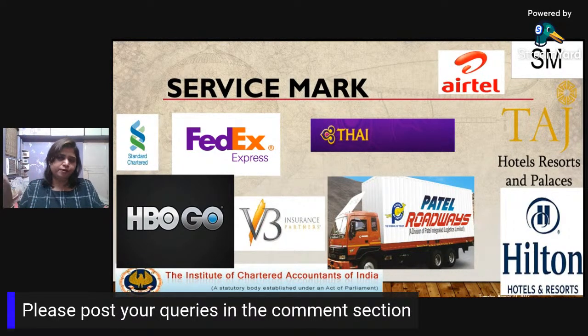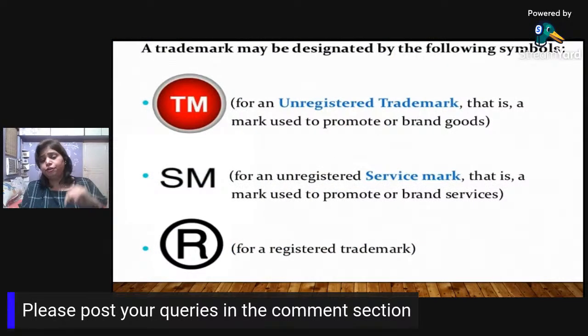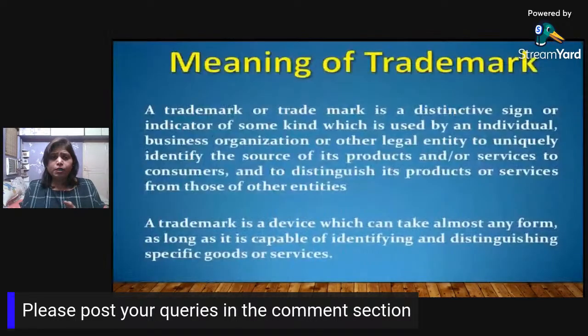And when you see SM written, it is a service mark. Now, these two, trademark and service mark, are not registered. So once your trademark is registered, you will see this logo, registered trademark, R, written in front of the company's name. When it is TM, it is an unregistered trademark. When it is SM, it is an unregistered service mark. All right, so now we know what a trademark is.